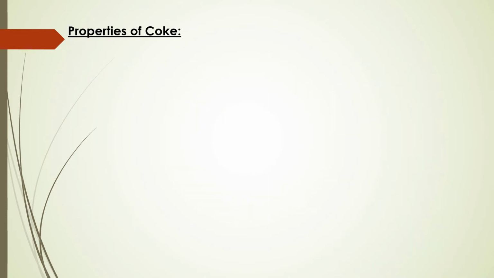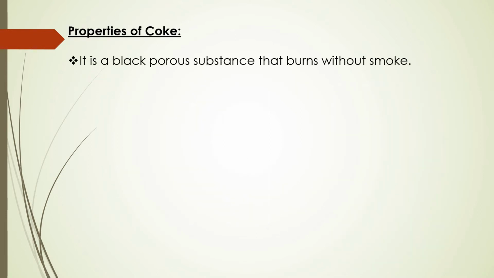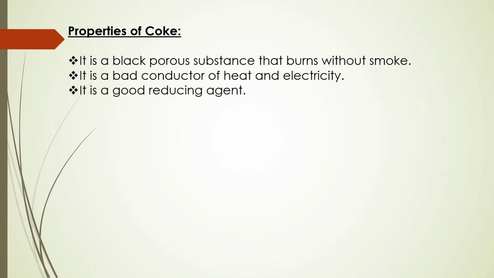Now let us see properties of coke. It is a black porous substance that burns without smoke. So when we burn coke, we do not get any smoke. It is a bad conductor of heat and electricity, and it is a good reducing agent, which is this property of coke is used in the extraction of metals.